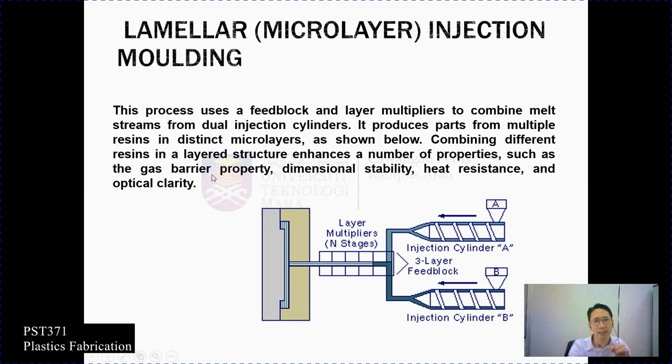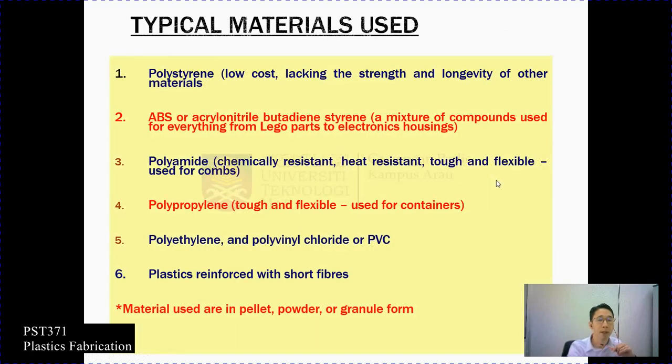So such as the gas barrier property, usually used to protect food packaging and some sort of medications, and then dimensional stability, since some polymeric materials have higher shrinkage. When you introduce different layers of material, they promote more dimensional stability. Some of the materials may promote heat resistance and optical clarity.